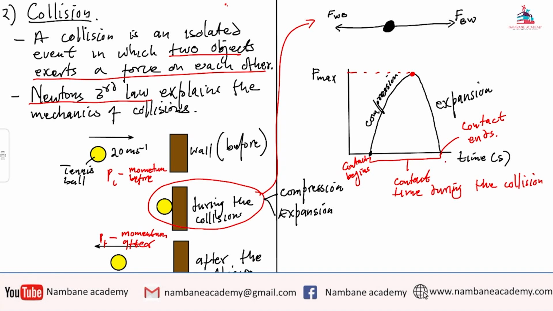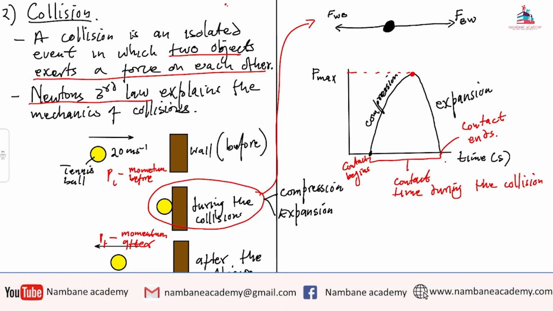So you must ask yourself, when there is a collision, Newton's third law applies. And if there is a collision, it means I must have the momentum before and the momentum after. Why? Because a collision is an isolated event in which two objects exert a force on each other. So by exerting a force on each other, the possible changes in direction and velocity will still be applicable and applied in the calculations thereof.